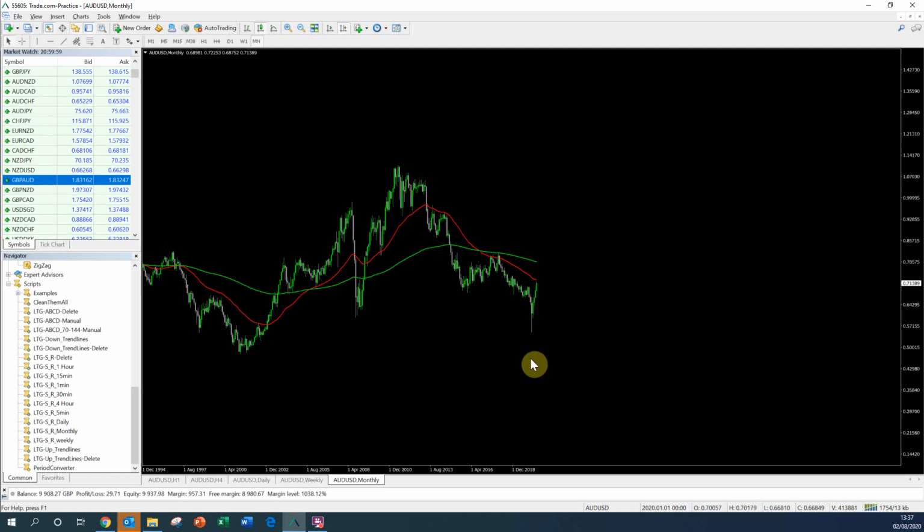So what I always like to do first is try and spot any channels, but I can't really see any channels in here right now. I mean, we could potentially do one here, but that's more of a trend line. No, I'm not happy with those channels.